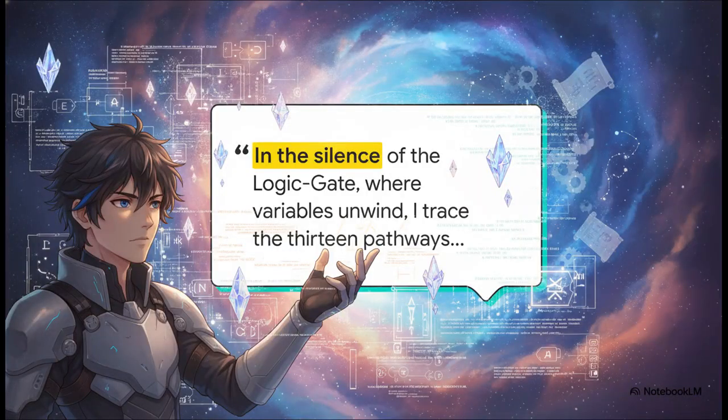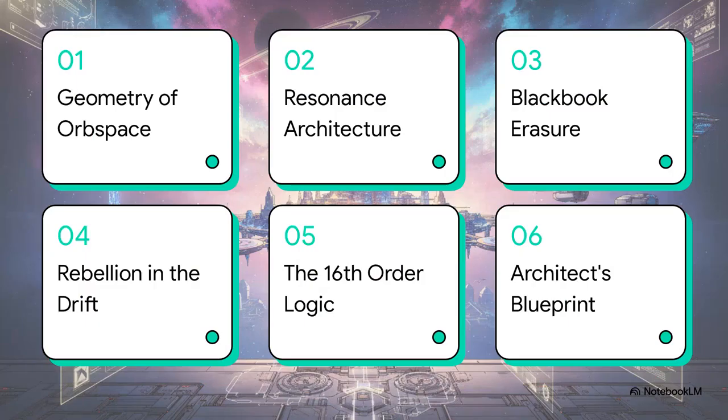In the silence of the logic gate, where variables unwind, I trace the 13 pathways of the architect's design. Now that's not just some beautiful poetry spoken by our protagonist, Matthias Mindblade. In this specific universe, words and logic are literal, physical mechanisms that can alter reality itself. So, how are we going to unpack all this?